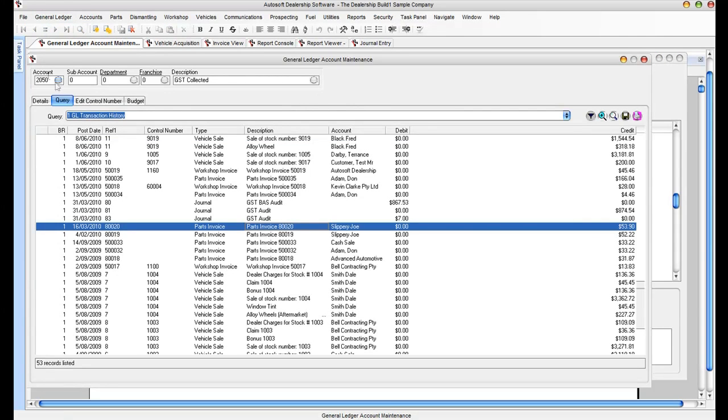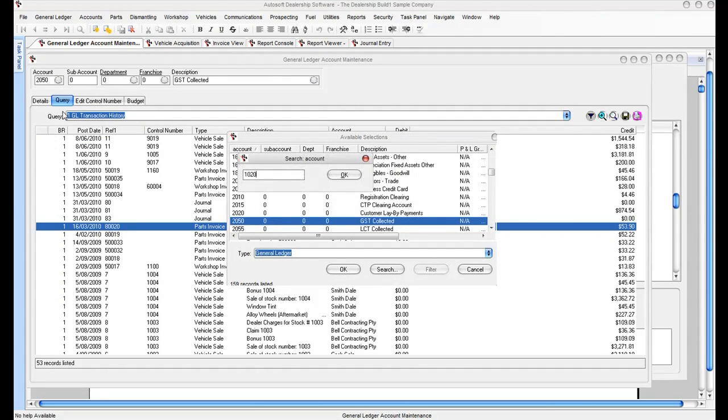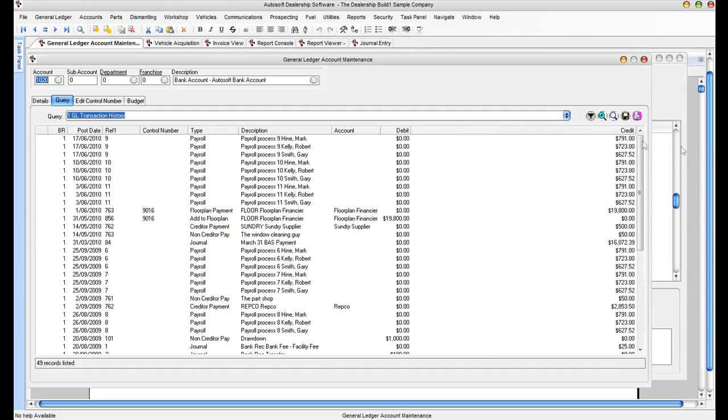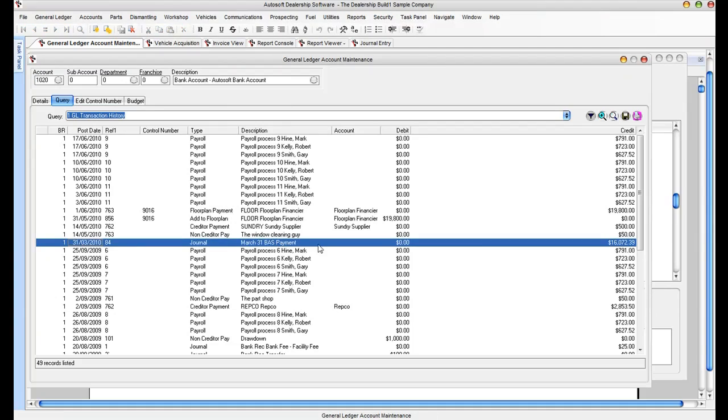So if we go to the bank account here in the general ledger for account 20, we should see as of the 31st of March, there it is there, the journal for the BAS payment, and that'll show up on the bank reconciliation too, and you'll be able to tick that off once the check is presented.